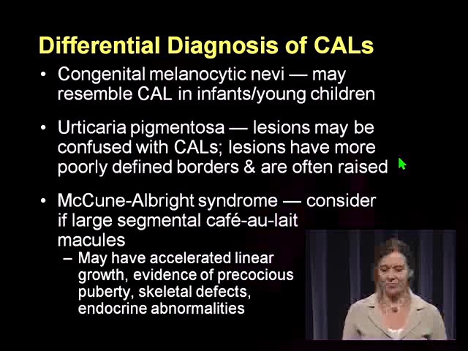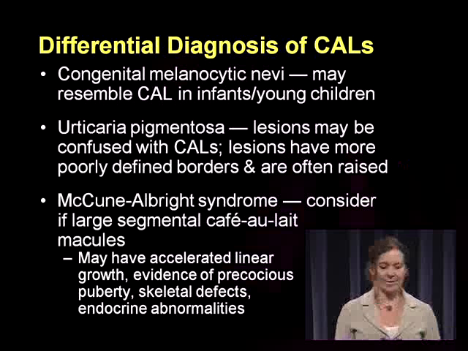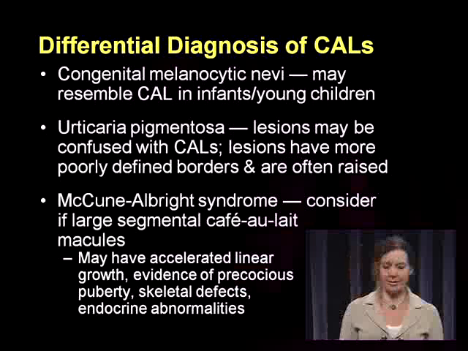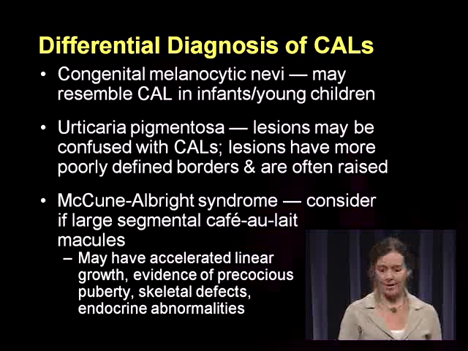When you have a patient that has large, particularly segmental cafe au laits that tend to involve certain regions of the body, you want to think about the possibility of a condition called McCune-Albright syndrome. And patients that have McCune-Albright syndrome will sometimes have other clinical stigmata that includes accelerated linear growth, any signs of precocious puberty, and very specific skeletal defects as well as endocrine abnormalities.